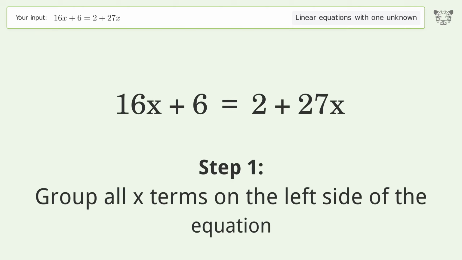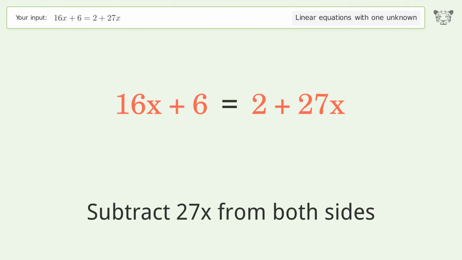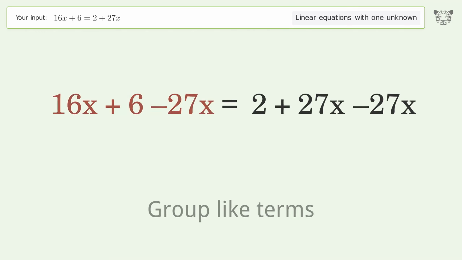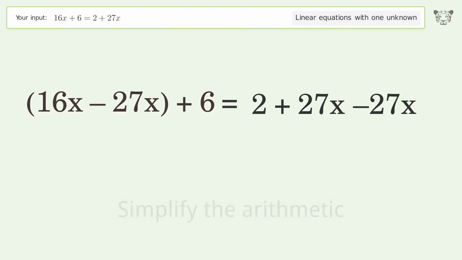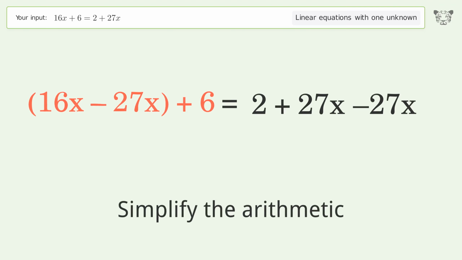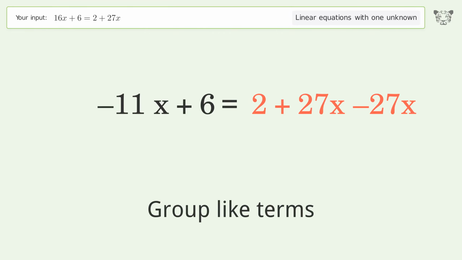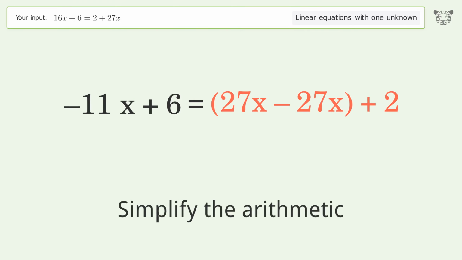Group all x terms on the left side of the equation. Subtract 27x from both sides. Group like terms. Simplify the arithmetic. Group like terms. Simplify the arithmetic.